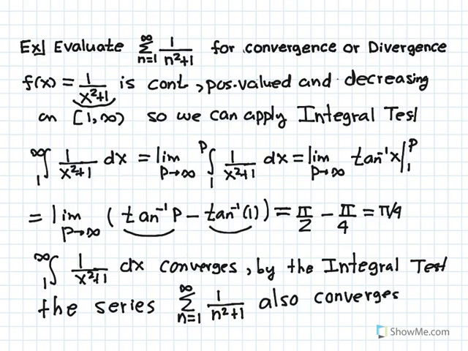First, you check the conditions: the function has to be positive valued, continuous, and decreasing on the interval 1 to infinity. Then you form the integral, find the improper integral, and if the improper integral converges, then the corresponding series also converges. And alternatively, if you find that the improper integral diverges, then the corresponding series diverges as well. In this case, the summation n equals 1 to infinity 1 over n squared plus 1 converges by the integral test. All right, thanks.